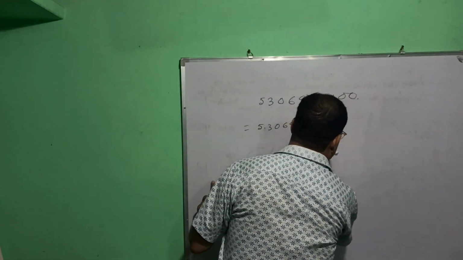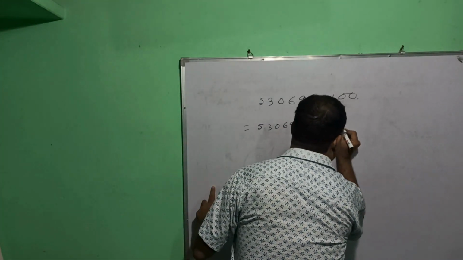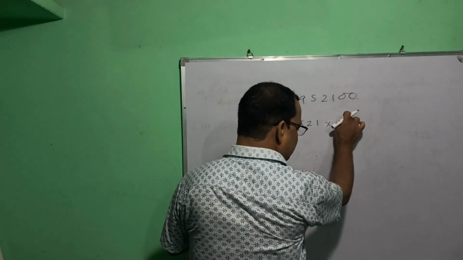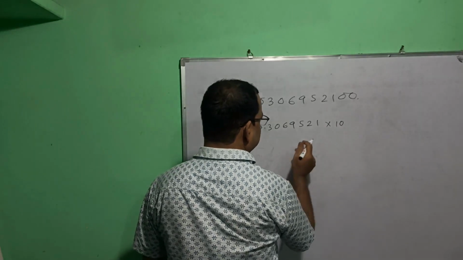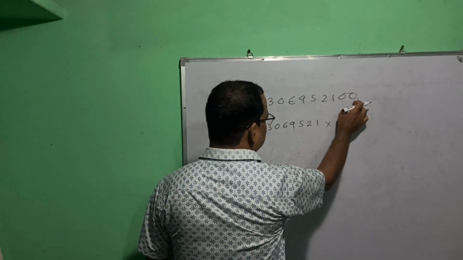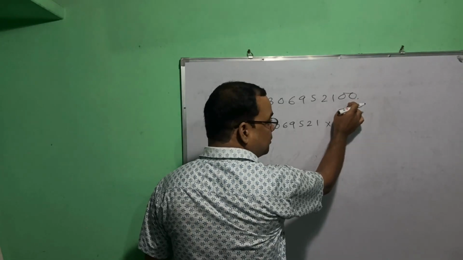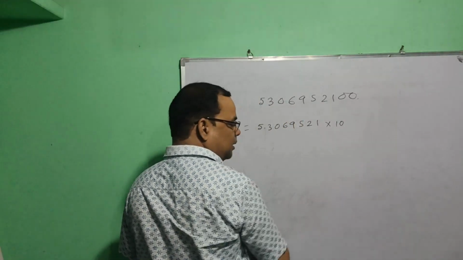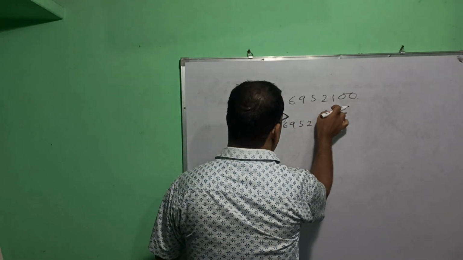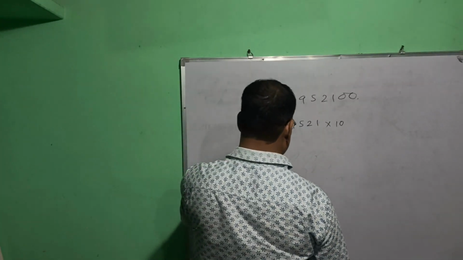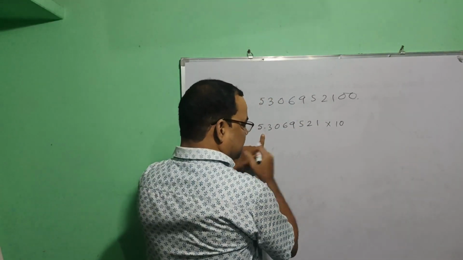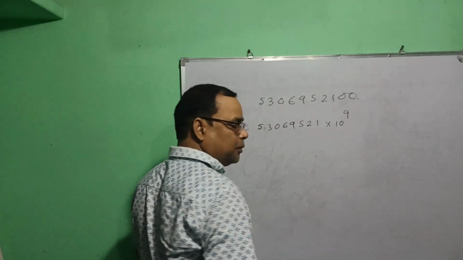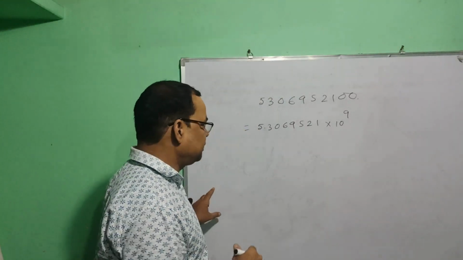And in the second part we'll write the power of base 10. So what will the exponent be now? Let me count. Here we shifted the decimal. How many places? We have to count: 1, 2, 3, 4, 5, 6, 7, 8 and 9. So we shifted the decimal by 9 places. As it is shifted 9 places towards the left, we'll write here 10 to the power 9. This is the simple way we can convert a number into scientific notation.